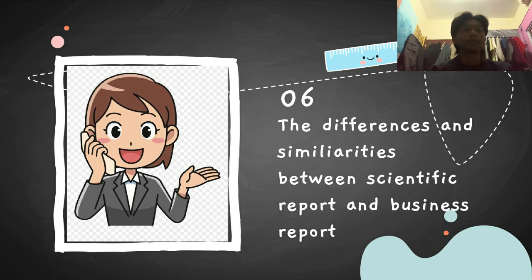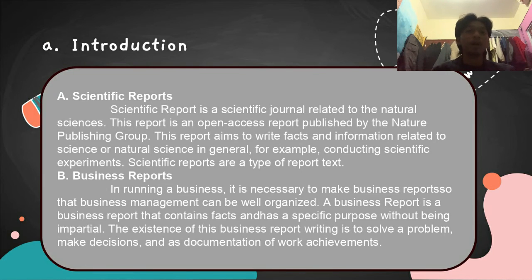Okay, the next topic, number 6, the difference and similarities between a scientific report and business report. I want to tell you about the introduction first. A. Scientific report. Scientific Reports is a scientific journal related to the natural sciences. The report is an open access report published by the Nature Publishing Group. This report aims to write facts and information related to science or natural science in general, for example, conducting scientific experiments. Scientific reports are a type of report text.